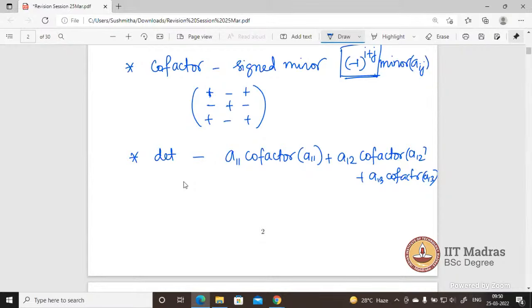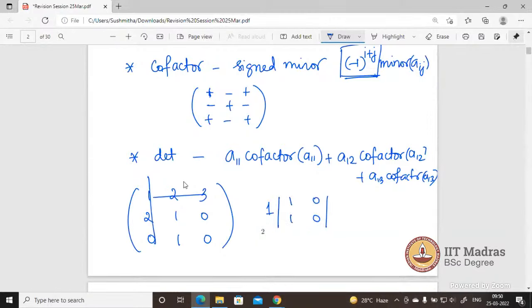Can you take an example of any matrix? So what is the determinant of this matrix if I expand along the first row? Okay, so I will do 1 into the cofactor corresponding to 1. What is the cofactor corresponding to 1? It's the determinant of 1, 0, 1, 0. I remove this row, this column, right?